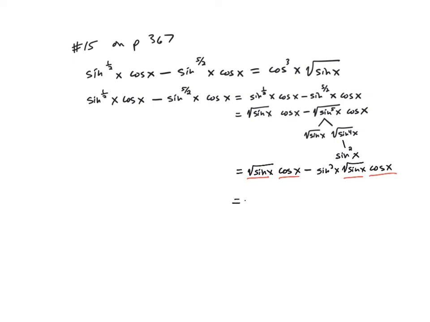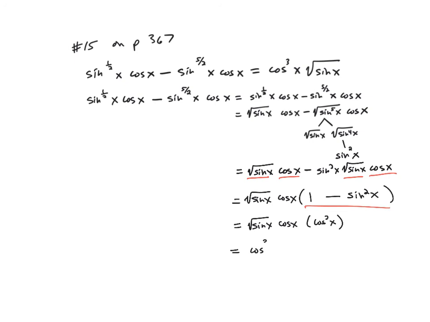So if I pull them both out and do backwards distributive, inside the parentheses I'm going to get 1 minus the sine squared of x. Well, we know that we can make a substitution for 1 minus the sine squared of x. That's cosine squared x. So I get the square root of sine x times cosine x times cosine squared x, and I'm done because that gives me cosine cubed x times the square root of the sine of x.